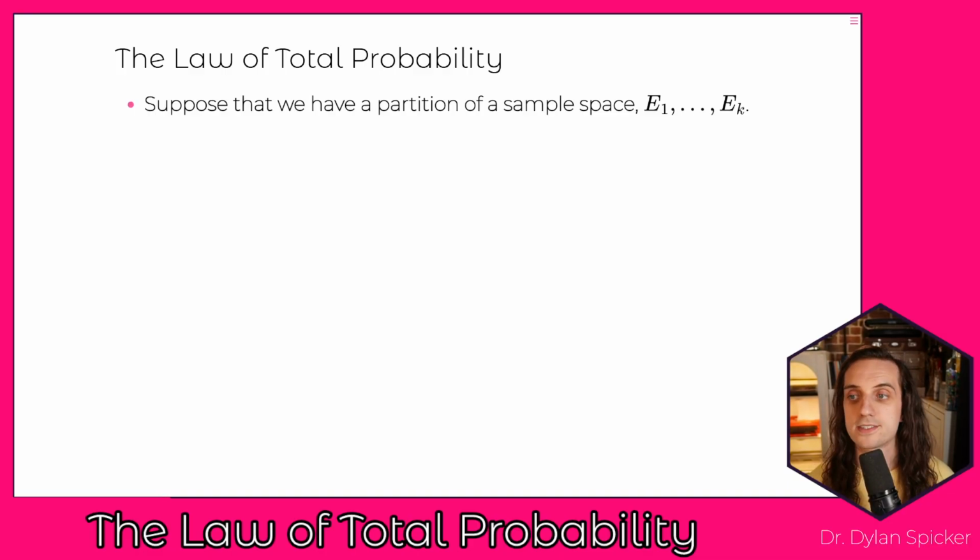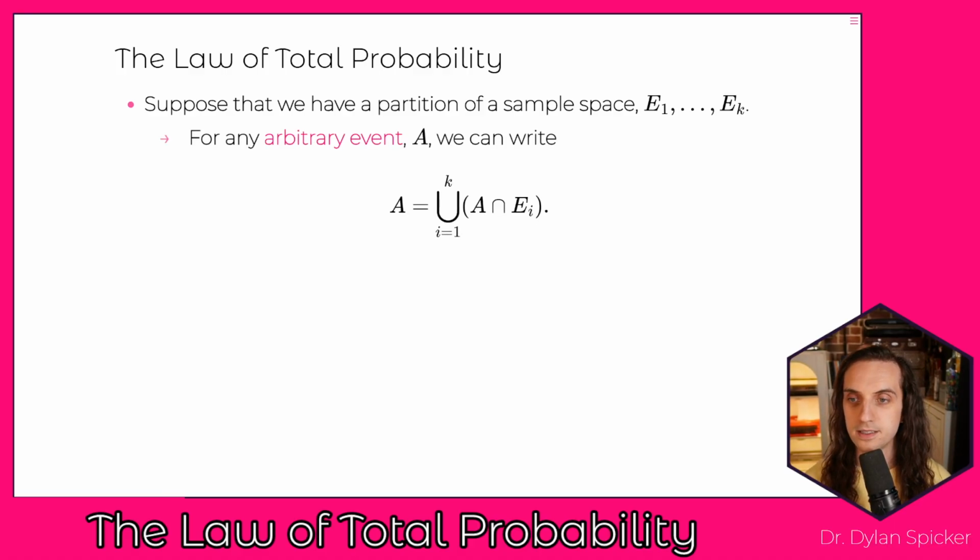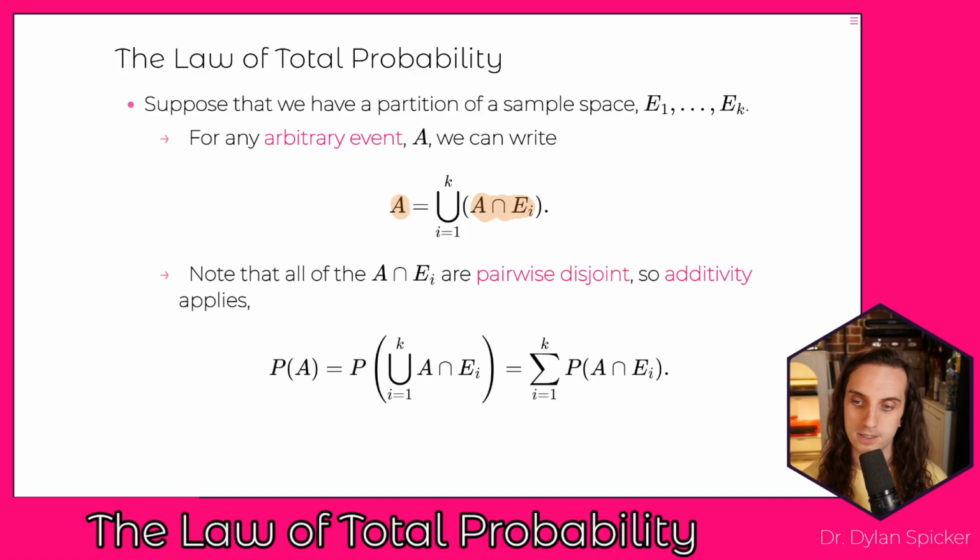So suppose that we have some partition of our sample space, which we'll just call E1 up to EK. Now, for any arbitrary event A, we can use that partition to rewrite the event A. A can be written out as the union of A intersected with every bit of our partition. So this is the part of A that intersects with the first part of the partition, and then the second part, and the third part, and so forth. And we do that across our whole partition here.